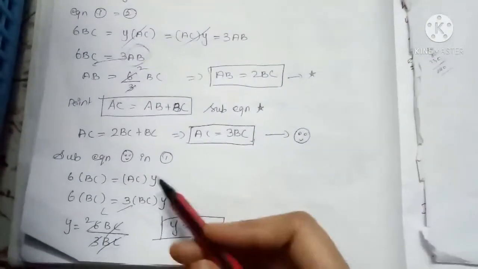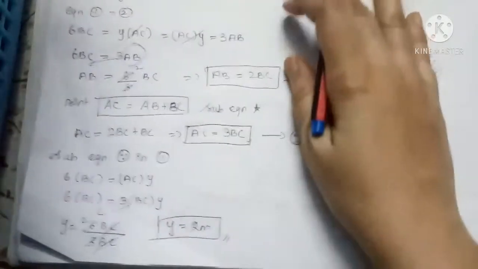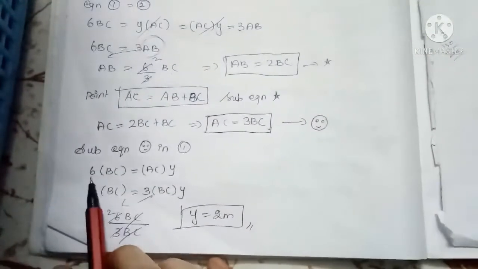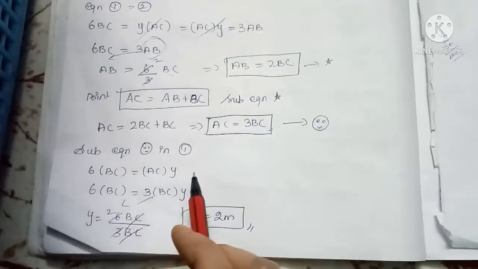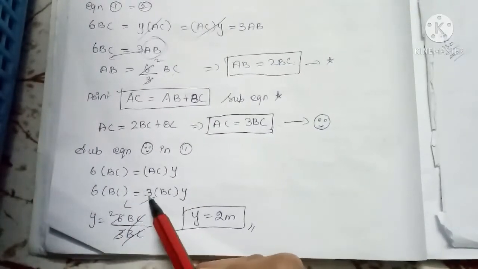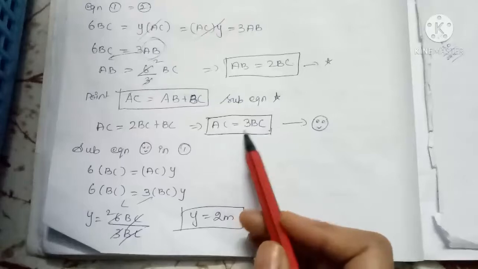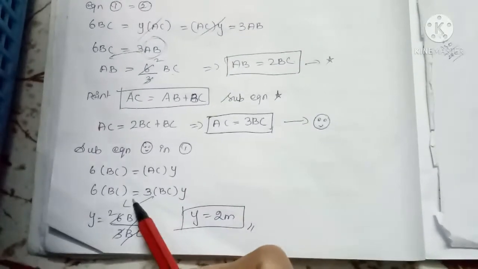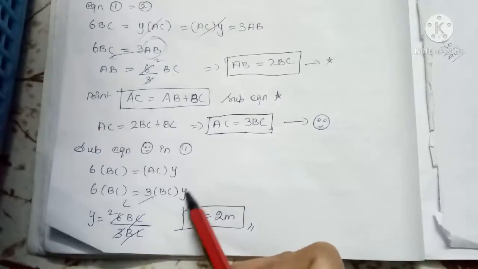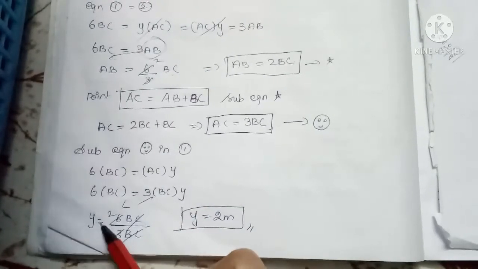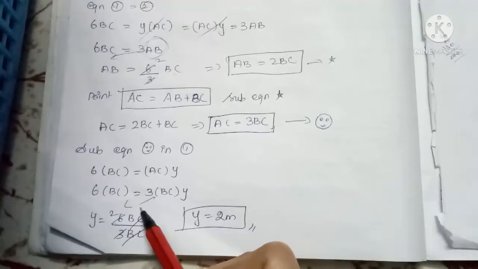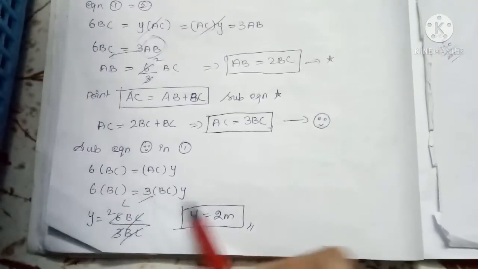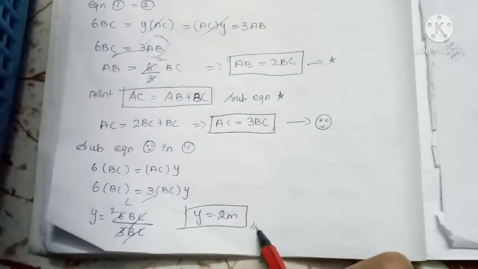Now substitute equation smiley in the first equation. First equation is 6BC is equal to ACY. I just copied that here. 6BC is equal to AC into Y. 6BC is equal to 3BC into Y, since the AC value is 3BC. Bring this 3BC to this side. We have to find the value of Y, so keep Y alone on that side. 6BC divided by 3BC. BC gets cancelled. 6 and 3 get cancelled 2 times. So Y is equal to 2 meters.